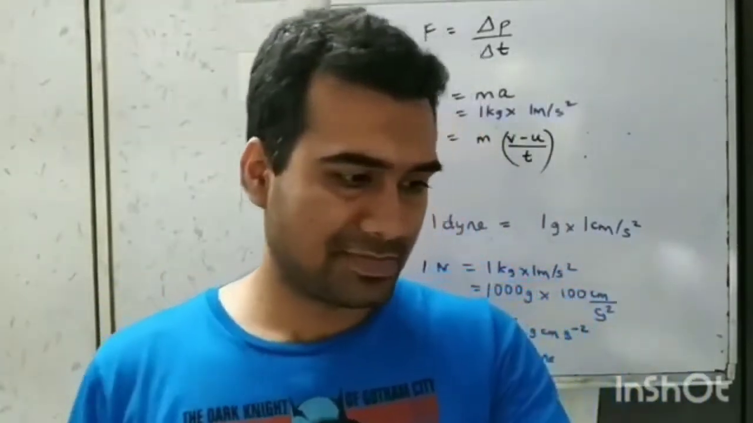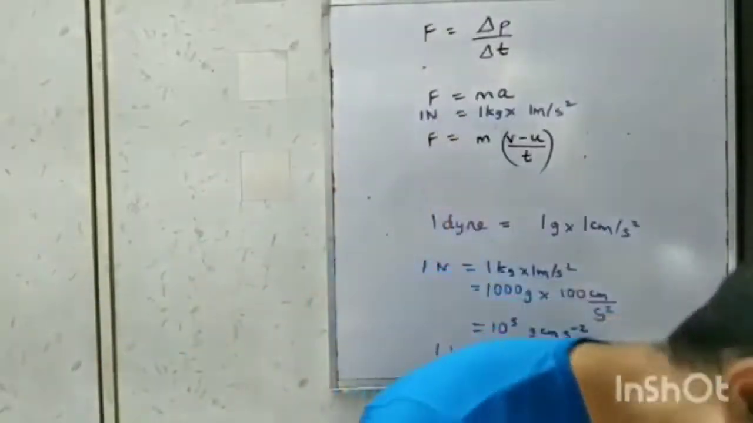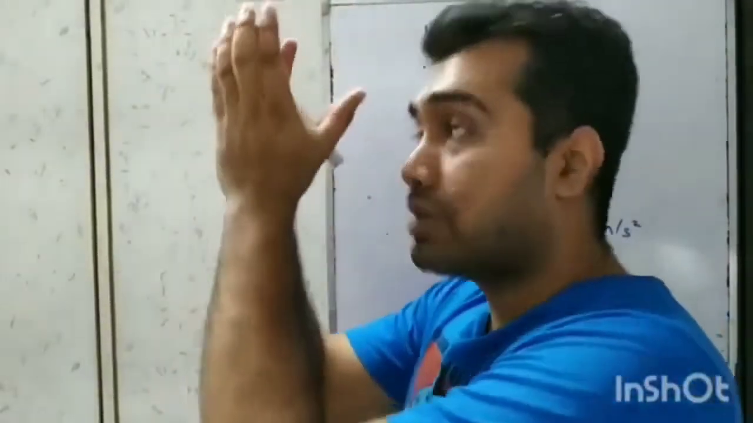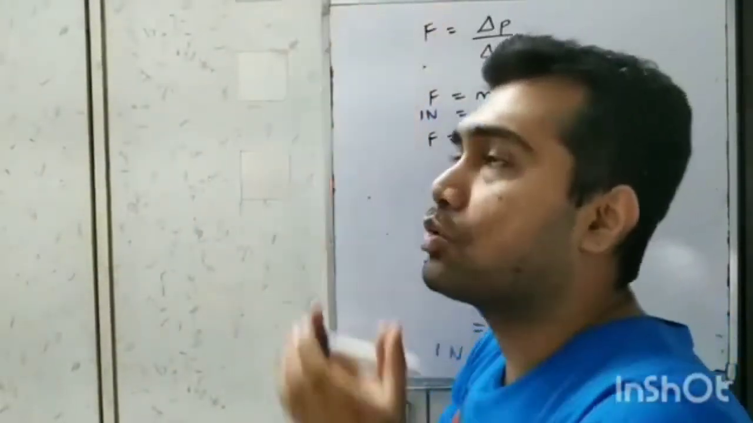Question number 1. While catching a ball, the cricketer withdraws his hands along with the ball. Why does he do that? If you've seen the fielder, when he catches the ball, he moves the hand down and then he catches it. He doesn't just catch it like this. He moves the hand downwards.